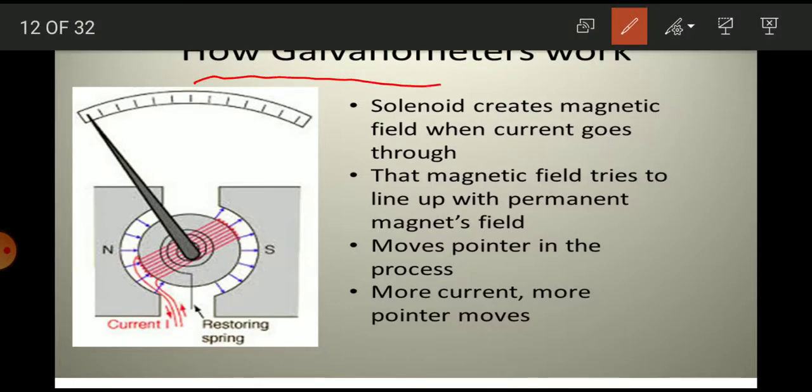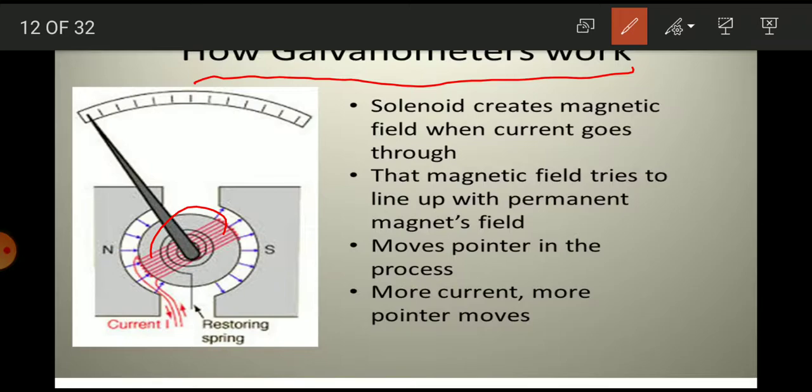How does a galvanometer work? A solenoid creates a magnetic field when current goes through it. This is a solenoid, a coil carrying current. When an iron core is wound round the coil, it is called a solenoid. That magnetic field tries to line up with the permanent magnetic field, moving the pointer in the process.